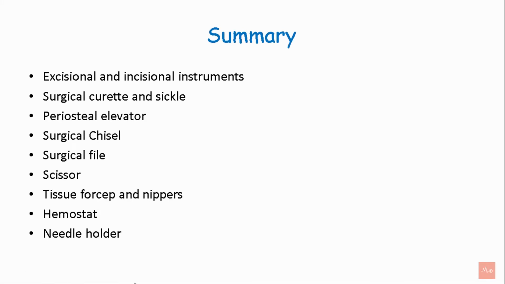So to summarize, excisional and incisional instruments are used to remove or cut soft tissues. Surgical curette and sickles are used to remove tenacious calculus and granulation tissue. Periosteal elevator is used to reflect a mucoperiosteal flap. Surgical chisels and files are used to recontour the alveolar bone. Scissors can be used to remove the tags of tissues or cut the suture ends. A tissue forceps and tissue nippers are used to recontour the soft tissues. Hemostat is a multi-purpose instrument. Needle holders are used in suturing.